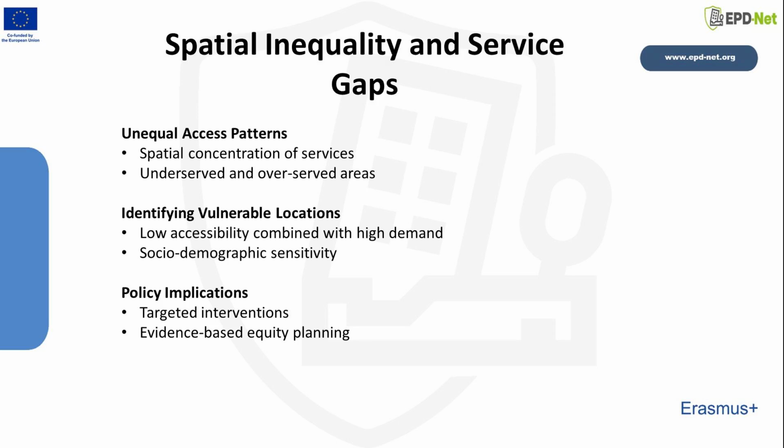Spatial inequality refers to unequal access to services, opportunities, and infrastructure across different parts of a city. These inequalities often emerge when services are concentrated in specific areas, leaving other neighborhoods underserved. By combining accessibility analysis with population and socio-demographic data, planners can identify vulnerable locations where high demand coincides with limited service access. These service gaps represent critical areas for intervention.